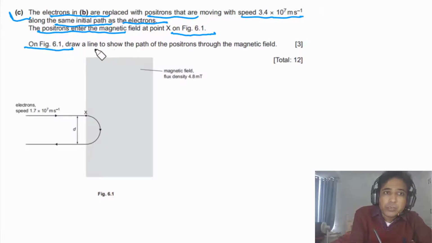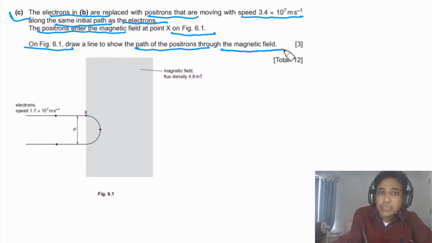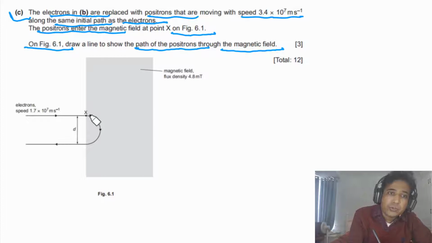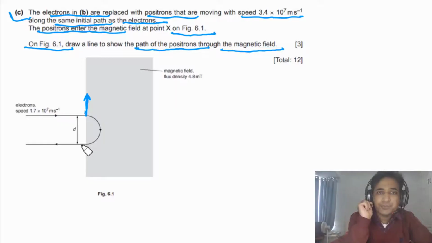On figure 6.1, draw a line to show the path of the positrons through the magnetic field. So first of all we need to understand positron and electron, they have opposite charge and they have the same masses. As the charge is opposite, it means the force on positron will be in upward direction, so opposite to the force on electron.